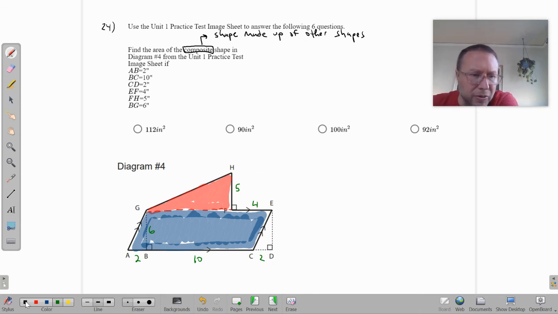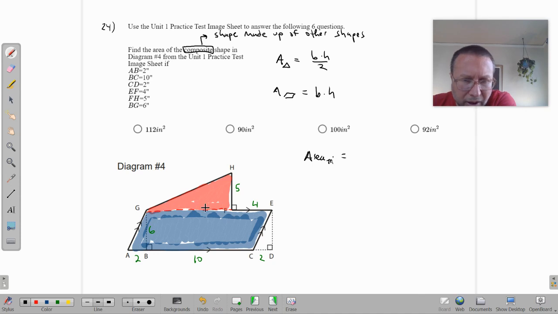Okay, so let's figure out, first of all, the area of a triangle. We know the area of a triangle is base times height divided by 2. And then the other shape I'm working with here is a parallelogram, whose area I know is base times height. So let's start with the area of the triangle. Base: do I know the base of the triangle? Not yet. I've got to figure that out.